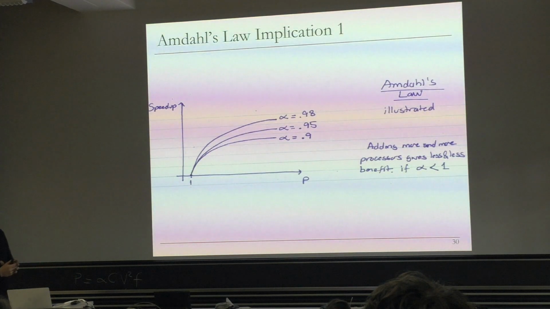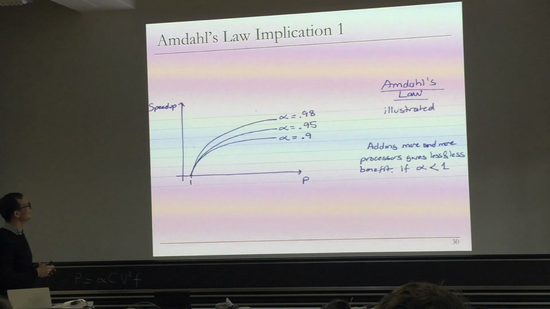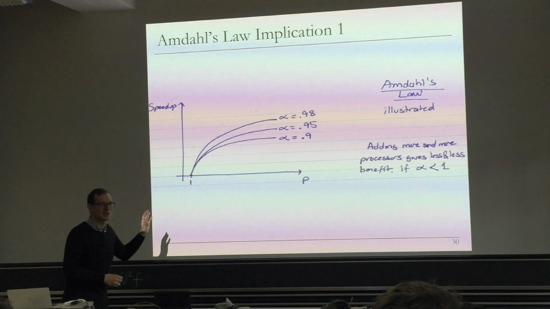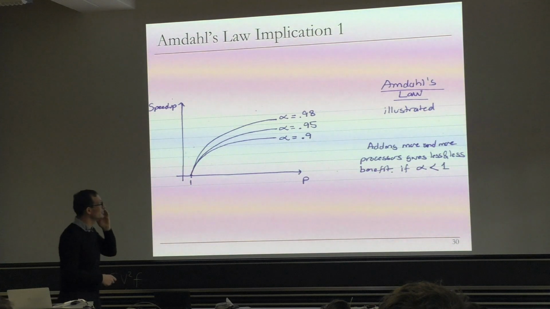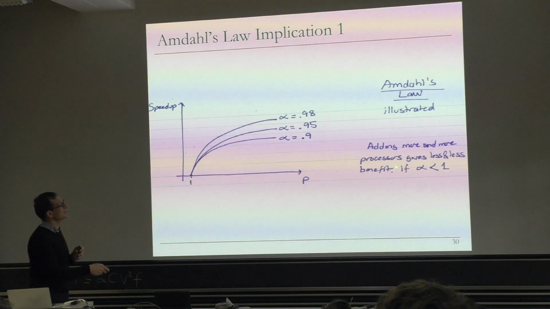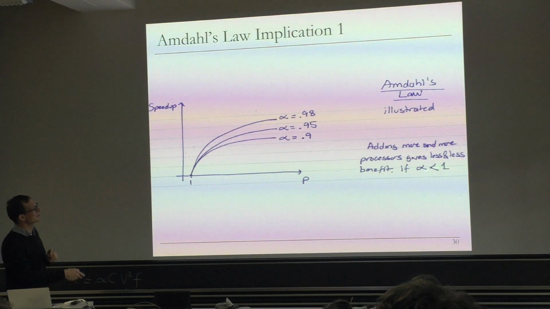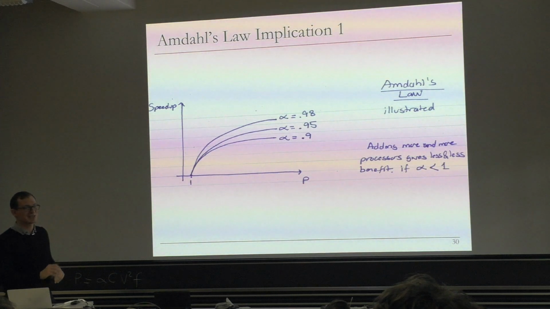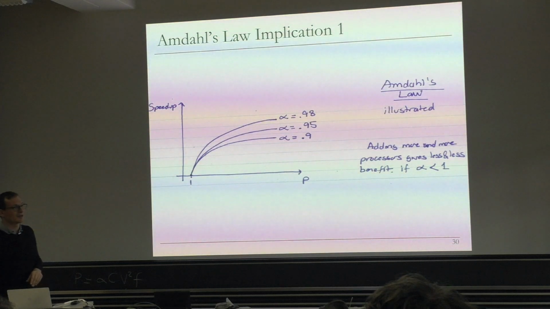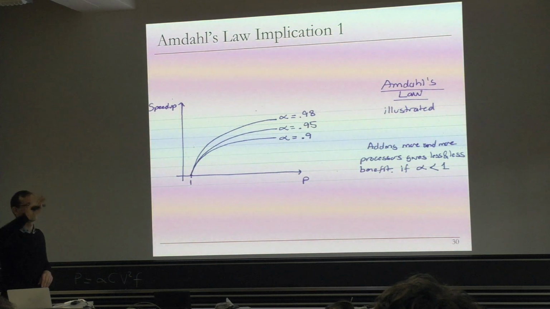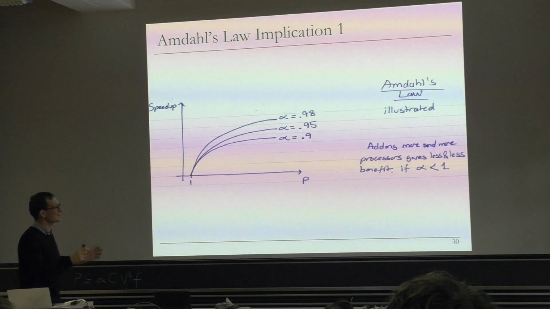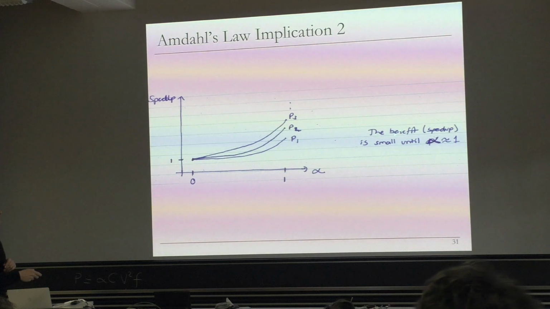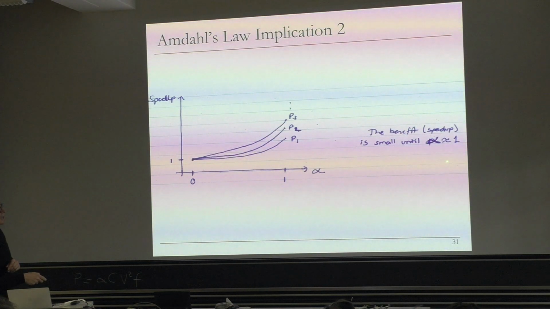Now you can actually draw a curve like this. I guess you could do it in Excel better, or any of your favorite plotting tools, GNU plot or JGraph or whatever you use. Essentially, adding more processors gives less and less benefits if alpha is less than 1. It doesn't matter how much less it is. This is correct, right? Because this is asymptotic in the end. If your alpha is 1, then you get linear speed up, clearly. You keep getting the same benefit. Another way of looking at this is the benefit or speed up is small until alpha is really close to 1.